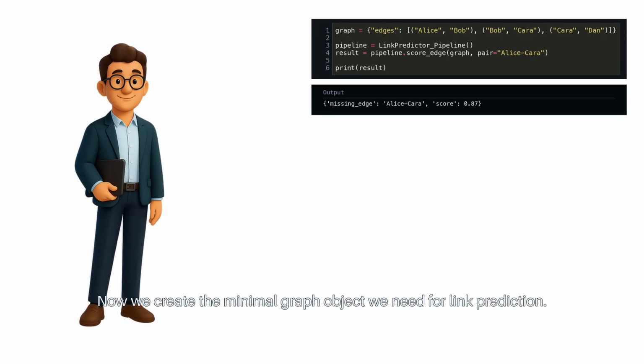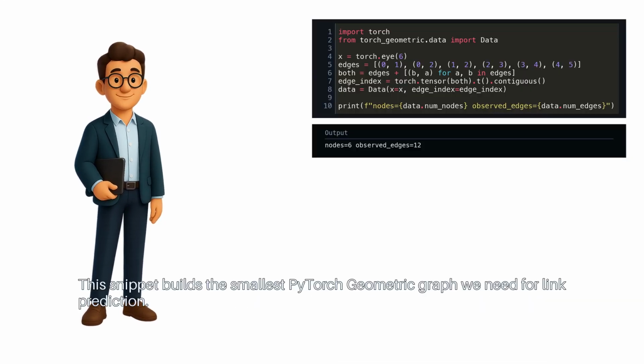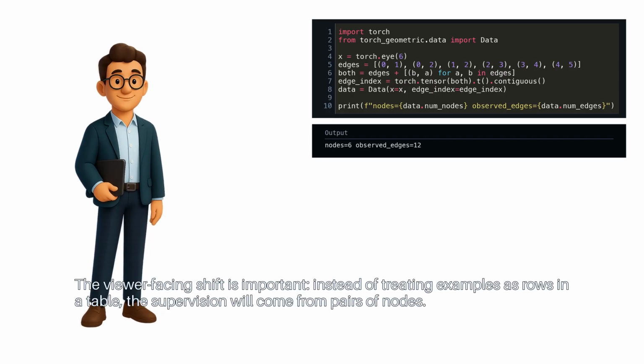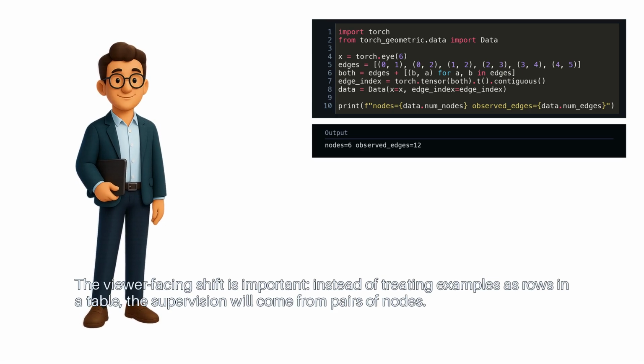Now we create the minimal graph object we need for link prediction. This snippet builds the smallest PyTorch Geometric graph we need for link prediction. The viewer-facing shift is important. Instead of treating examples as rows in a table, the supervision will come from pairs of nodes.